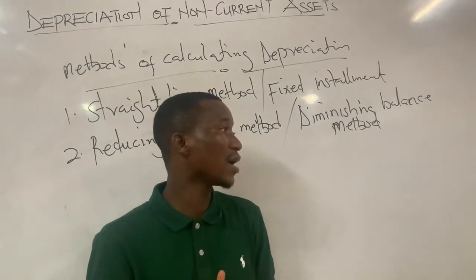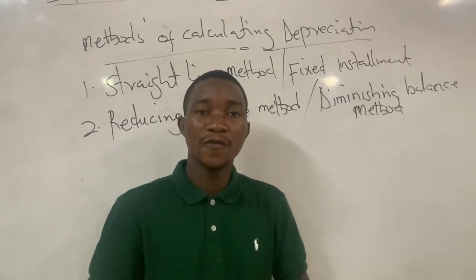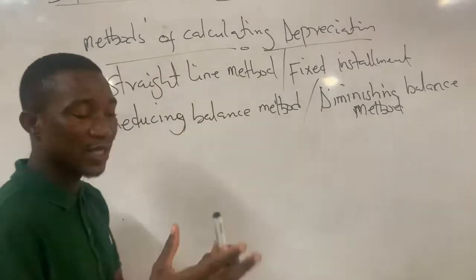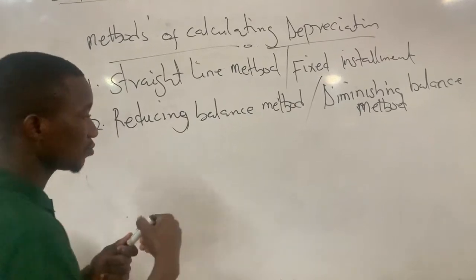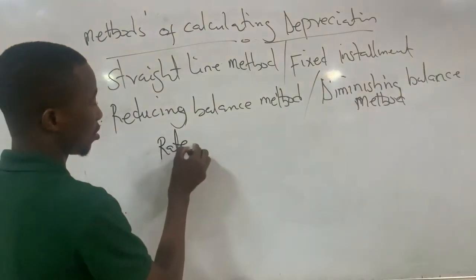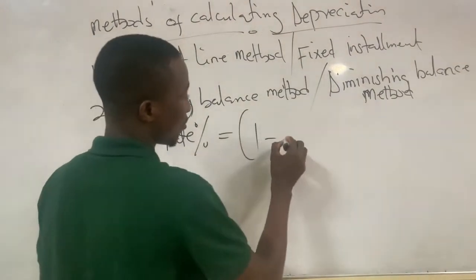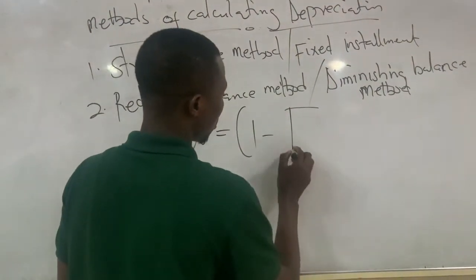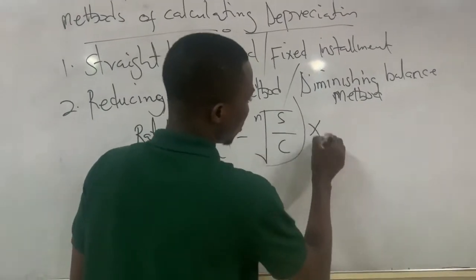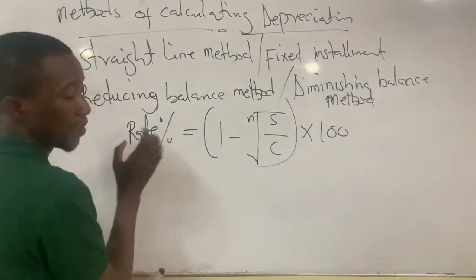You may see a question where the rate, or the percentage to calculate your depreciation, is not given. You need to find the percentage yourself, and there is a formula to do that. To calculate the rate of depreciation yourself, that is the percentage, the formula is 1 minus the nth root of s over c, times 100. We are multiplying the formula by 100 because we are calculating for the percentage, the rate.